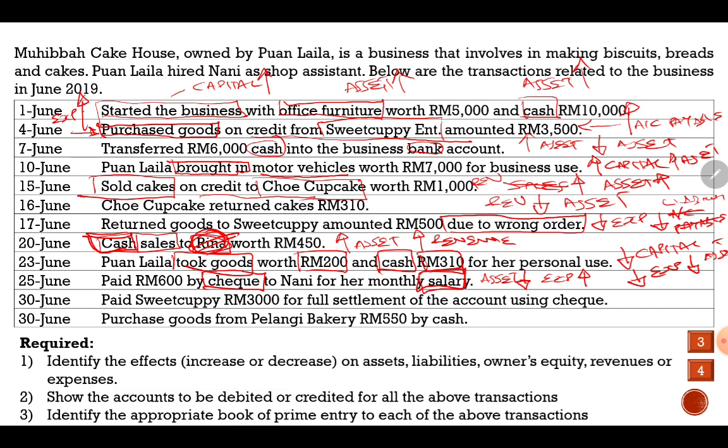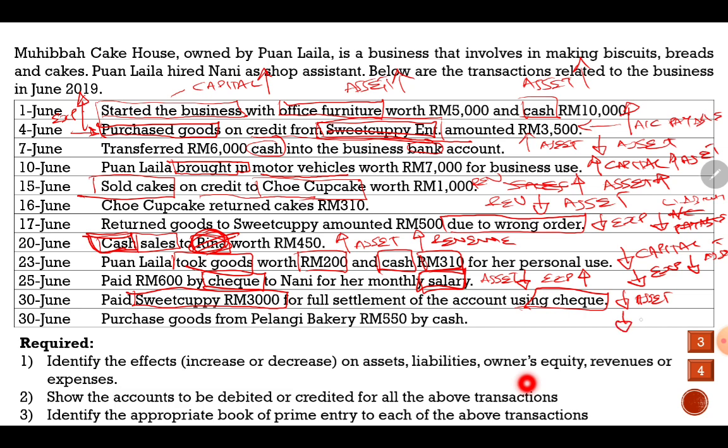Okay. On the 30th of June, paid Sweet Kapi RM3,000. Bayar dekat Sweet Kapi. Sweet Kapi ni siapa? Kita punya accounts payable lah. Ni tadi kan? Kita beli pada 4 Jun kan? Sekarang kita bayar semua. Fully settlement using check. Okay. Bila bayar guna check, asset will decrease. Bank will decrease ya. Asset will decrease.